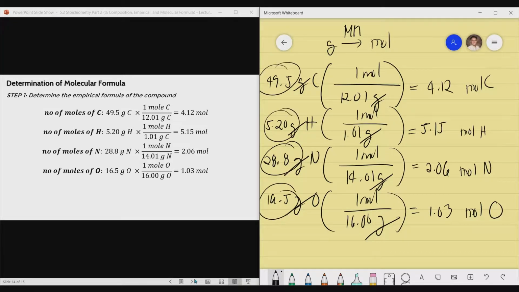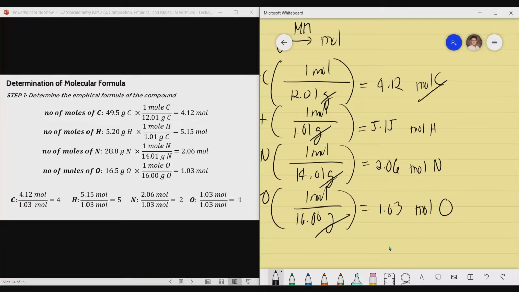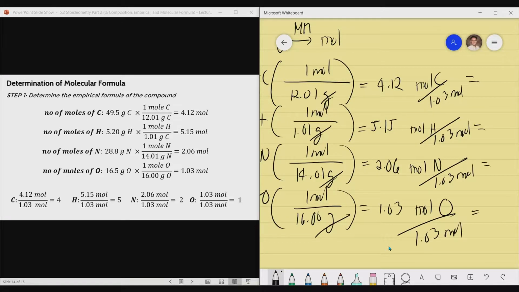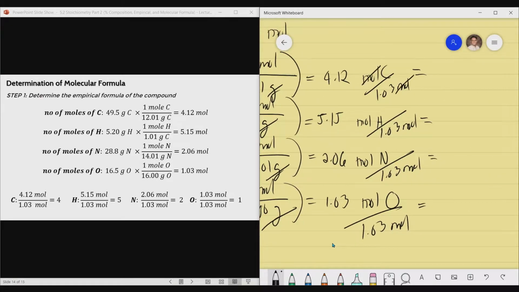Okay? Next step is to divide the mole values by the lowest value. The lowest value is 1.03, so we divide all of them by 1.03. Divide this one by 1.03 mole, this one is 1.03 mole as well, 1.03 mole, and then 1.03 mole. Looking at the PowerPoint presentation, when we divide, the mole will be cancelled. We now have the mole fractions for each.